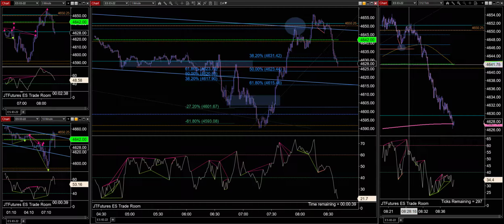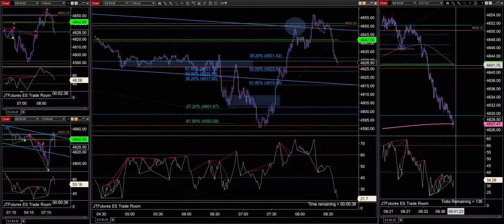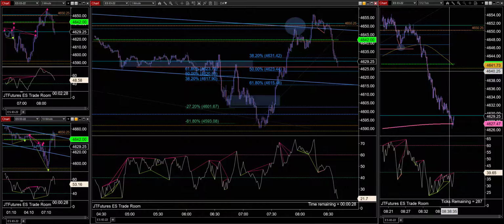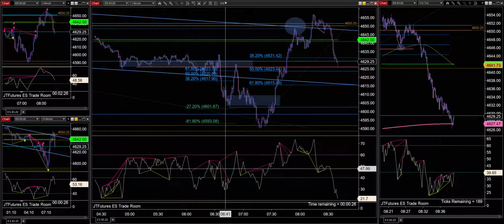Where do I get in the market? Where am I going to have the highest potential for the lowest amount of risk and for the highest potential for a winning trade? And so that's exactly what we do here every day.